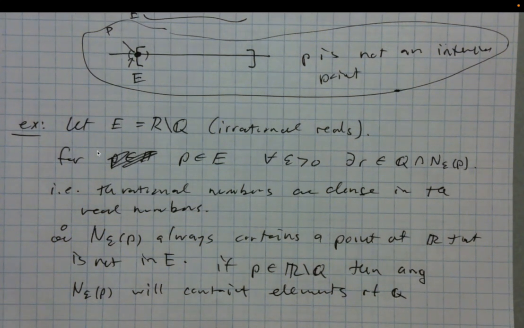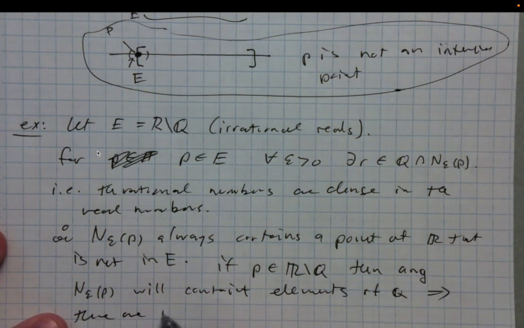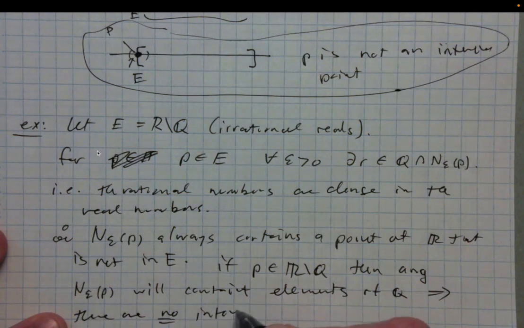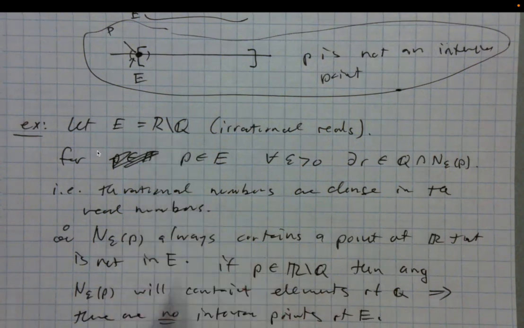And given this, there are no interior points of E, right? So there's no interior points of the irrational reals. There's no way to create a small enough interval such that I'm inside of the irrational numbers alone. There's no way to isolate a subset of irrational reals via an interval. Okay, so that's kind of a more complex example, but it shows you the power of this idea of interior points, right? Okay, very good.